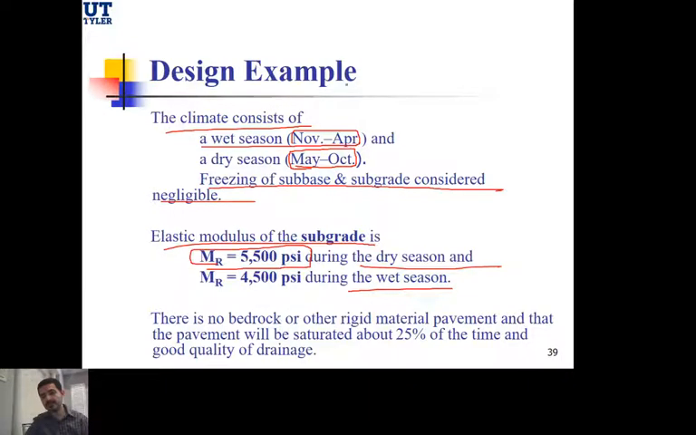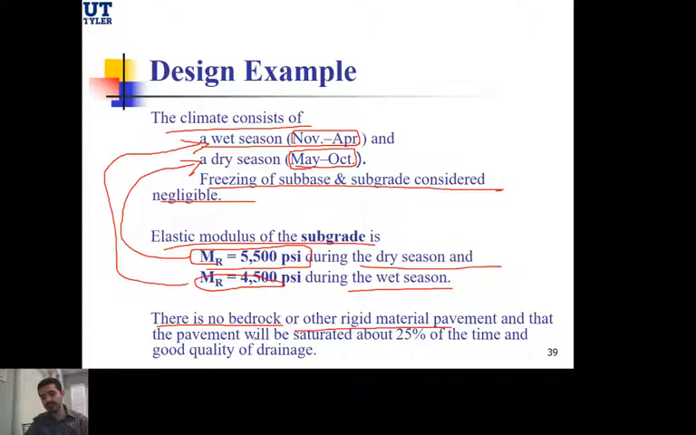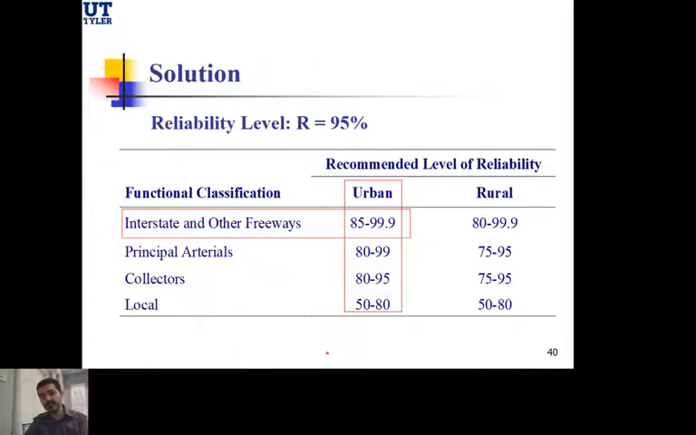So 5500 will represent the elastic modulus or the dynamic modulus for the subgrade from the months of May to October, and MR, which is 45, is for the wet season, representing the months from November to April. There is another note here: there is no bedrock or other rigid material in the pavement, and the pavement will be saturated about 25% of the time, and there is good quality drainage. This is going to help us get the CD value. So let's get going here.